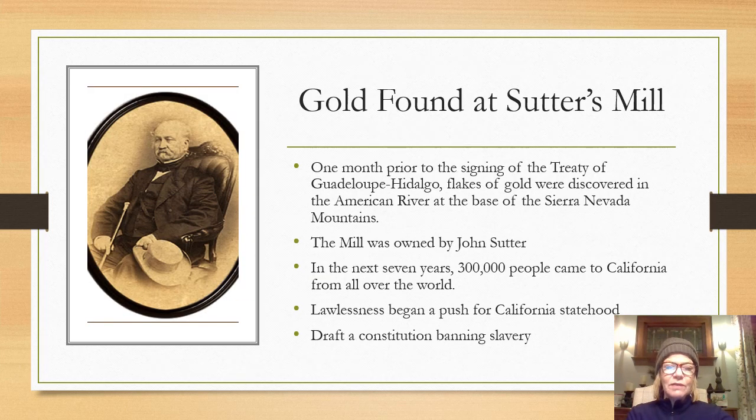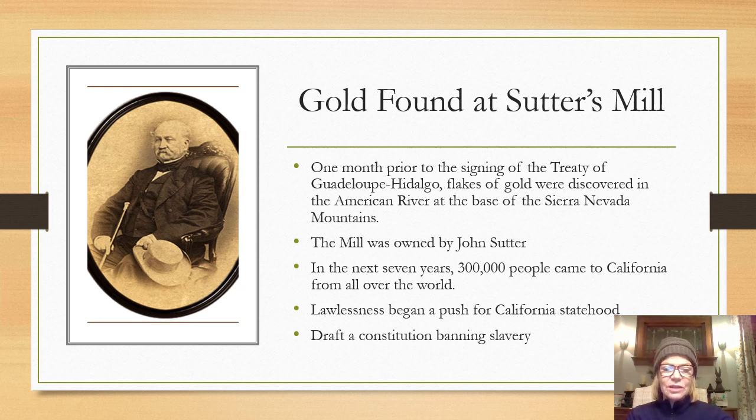Okay, so the gold was found on this man's mine there, and it was a mill is what he had. So probably it might have been like a paper mill. It would have been, you know, a lumber mill or something like that. And they discovered gold, right? There were flakes that were discovered there.